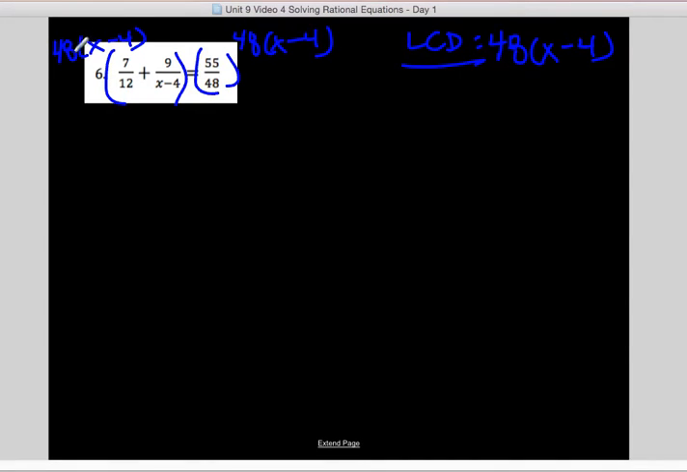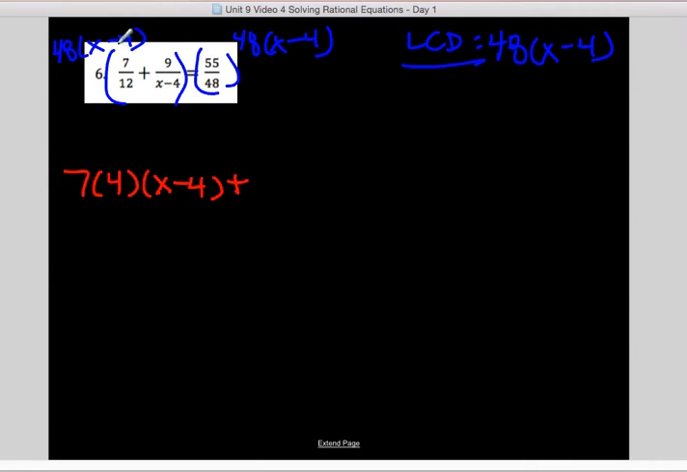All right, so if I do that, I'm not going to write it out this time. I'm going to take a little bit of a shortcut. So if I take this times my numerator, I'm still going to have 7. Then I'm going to have 48 divided by 12. 48 divided by 12 is 4, and then I'm still going to have x minus 4.